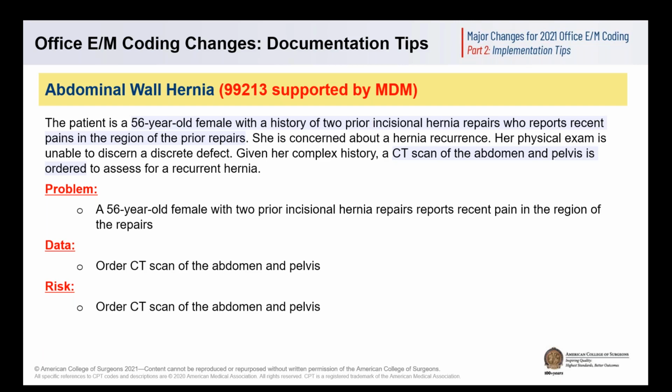So if you look over this brief clinical history, what you're going to identify is that there's a problem. You're going to identify that there's data that may or may not be reviewed, and then you're going to identify the risk. And so in this scenario, we have the 56-year-old female with pain. The data really hasn't been reviewed yet, so you will find that you don't get a lot of credit for that, but you are ordering a CT scan. Next slide.